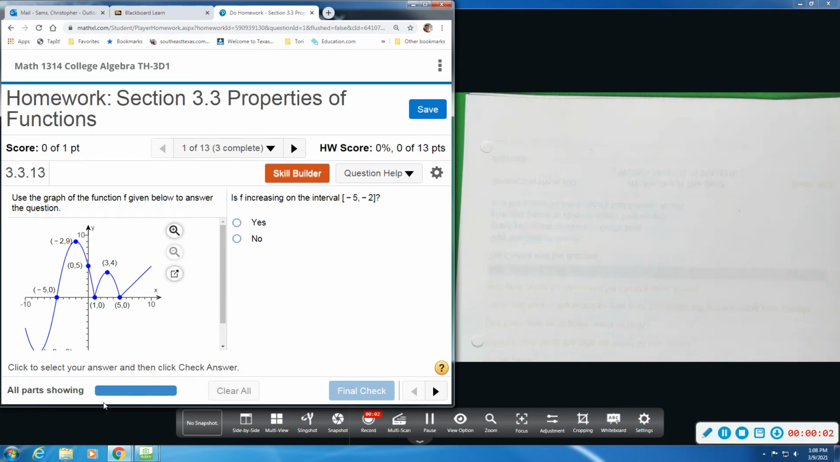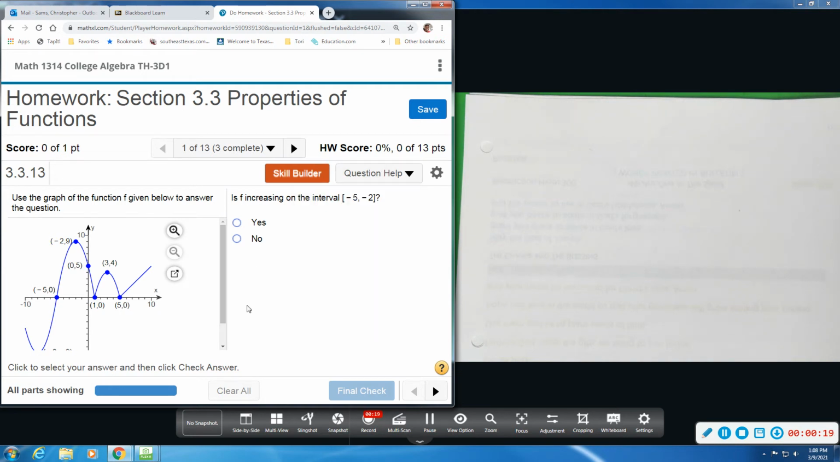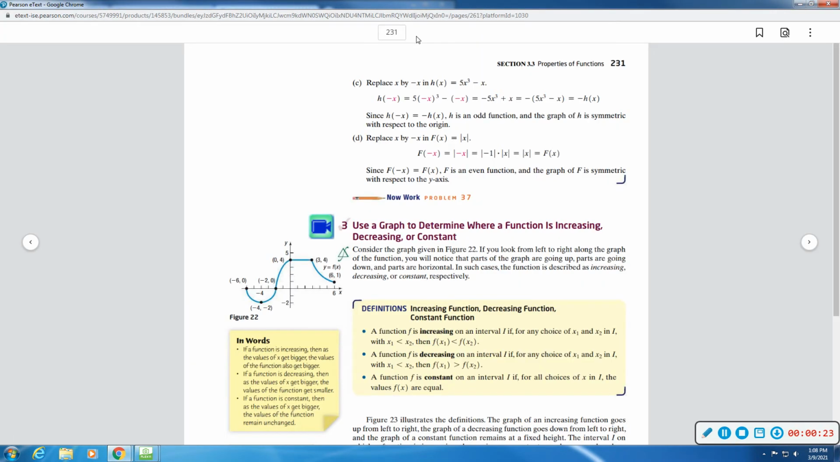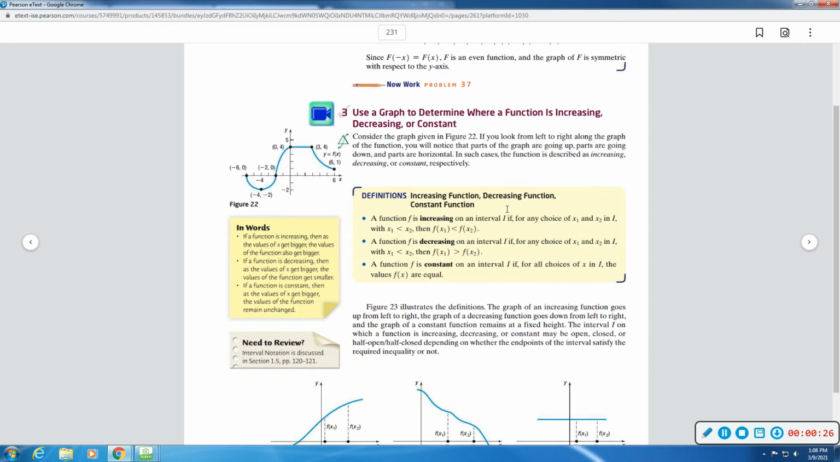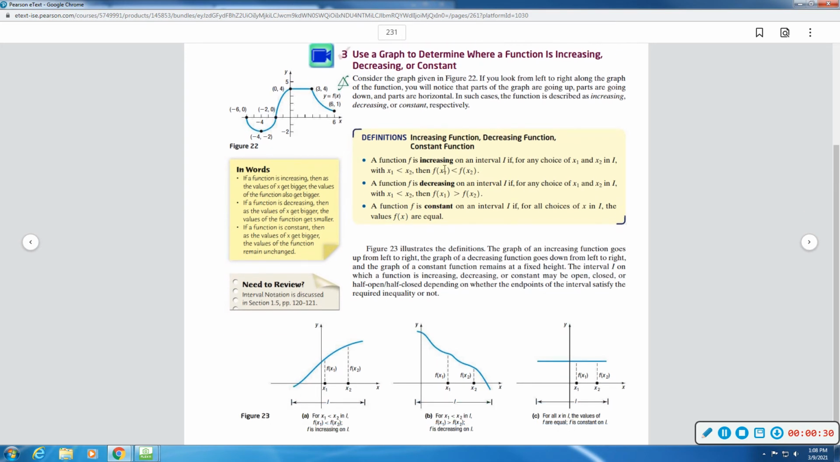Okay, section 3.3, we're looking at properties of functions. These first few problems, we want to determine the interval on which the function is increasing or decreasing. So I went to question help and pulled up the textbook so I can point out what that means. On page 231 of the text, you get a formal definition. And if you do not follow the formal definition, you have a visual down below.